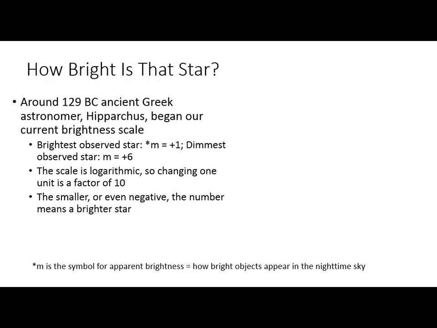So one other thing before I move on is that one step in this scale is actually a magnitude of 10. So if you go from a magnitude of 0 to a dimmer star of like +1, because you're going up, okay, from 0 is brighter, +1 is dimmer, you're actually going dimmer by a factor of 10. So it's a base 10 scale.